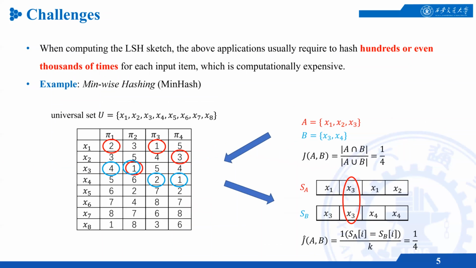However, when computing the LSH sketch, the above applications usually require hashing hundreds or even thousands of times for each input item, which is computationally expensive. Here we take the method min-hash as an example. Given two sets A and B, min-hash is designed to estimate the Jaccard similarity between them. Min-hash builds a sketch consisting of k bins for each set, where each bin performs a permutation for all elements of the sets to obtain their corresponding hash values and only keeps the minimum value. Therefore, it needs large computational costs to build a min-hash sketch for each set.